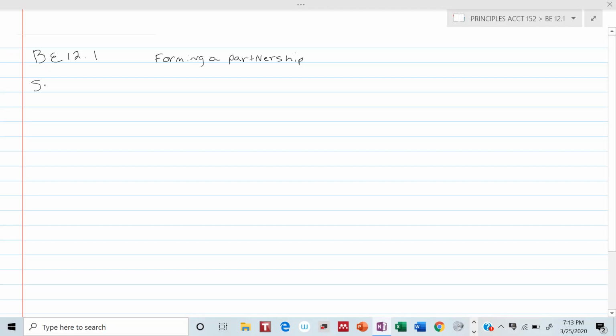So step one. We're going to pull out the data. So here we have $15,000 cash from Ripley. $10,000 cash from Nichols. We have equipment with a fair value, which is important, of $4,000.